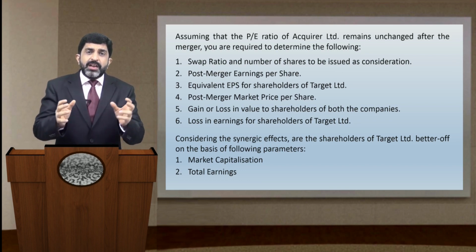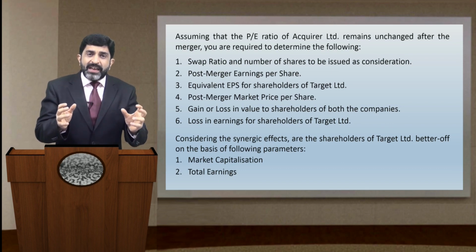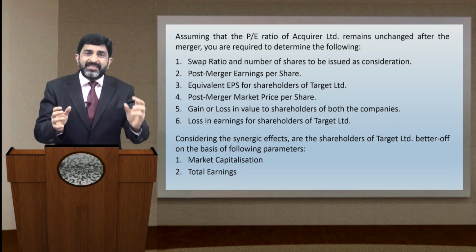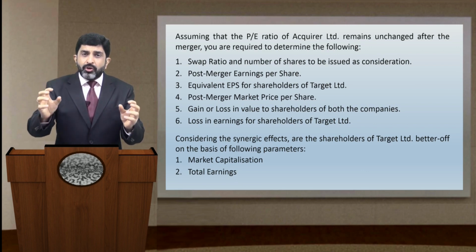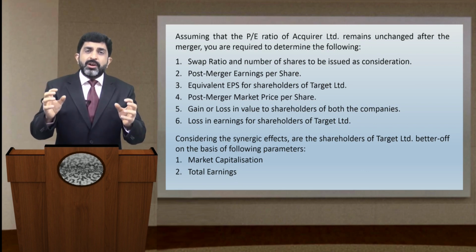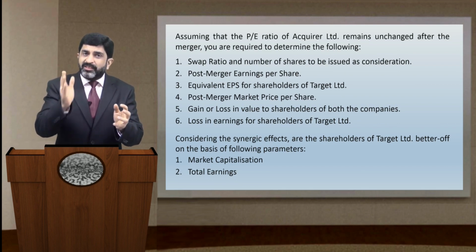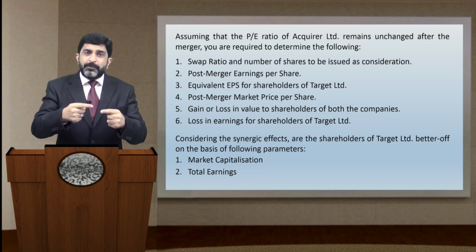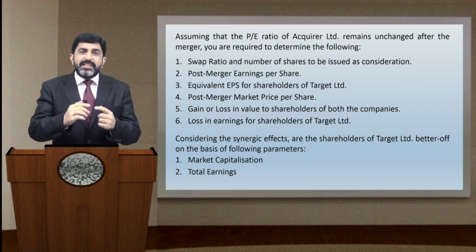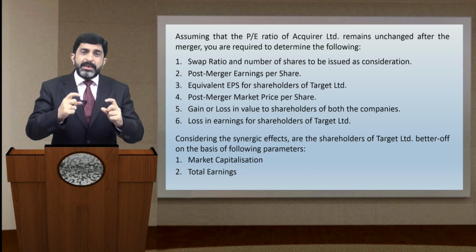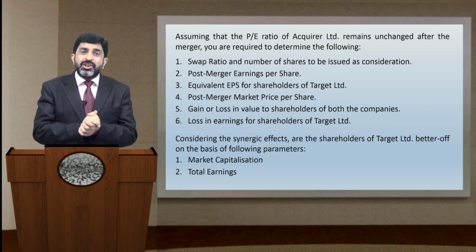In other words, if the acquirer limited was earning X amount of profit, and the target company was earning Y amount of profit, the post-merger total earnings without synergy would be X plus Y, but with synergic effect it will be a little more than X plus Y. So here the question is informing you that the synergic effect will be 25% additional earnings.